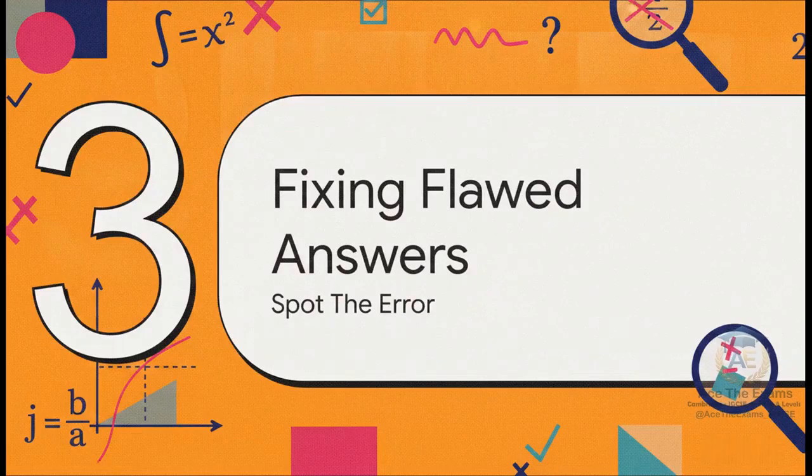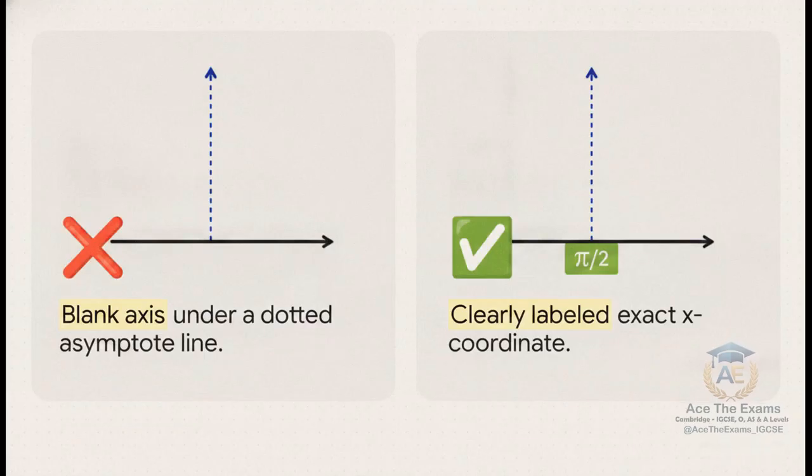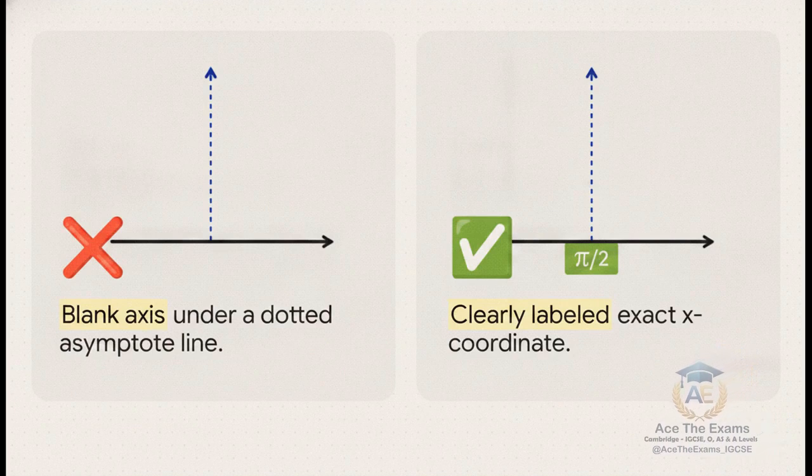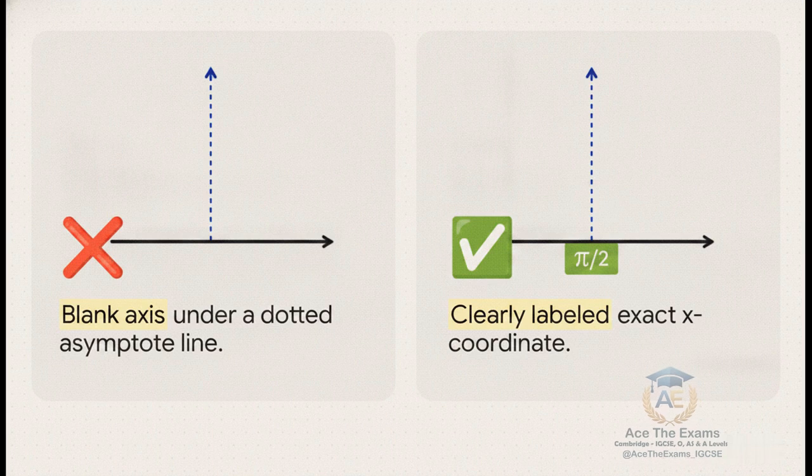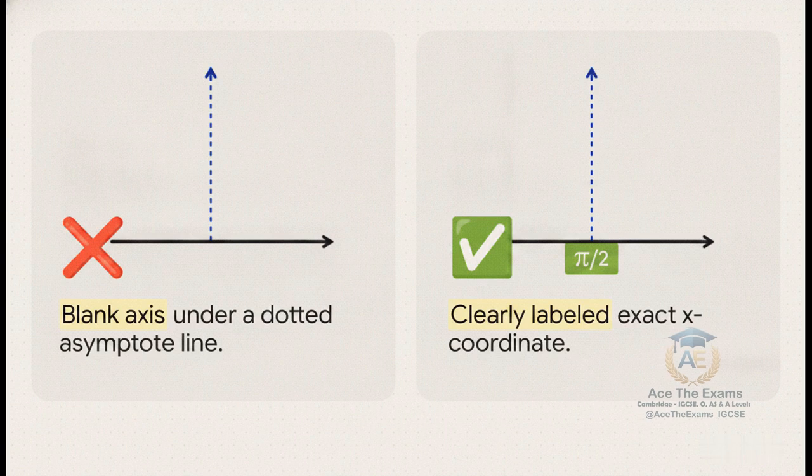All right, let's jump to Section 3, Fixing Flawed Student Answers. Let's shift you from a passive listener to an active exam candidate right now. Let's see if you can spot exactly where a typical student throws away their hard-earned marks. Looking at the flawed example, we see a very common, fundamentally flawed answer. The student has drawn a really beautiful dotted line for the asymptote, sure, but the x-axis is entirely blank.